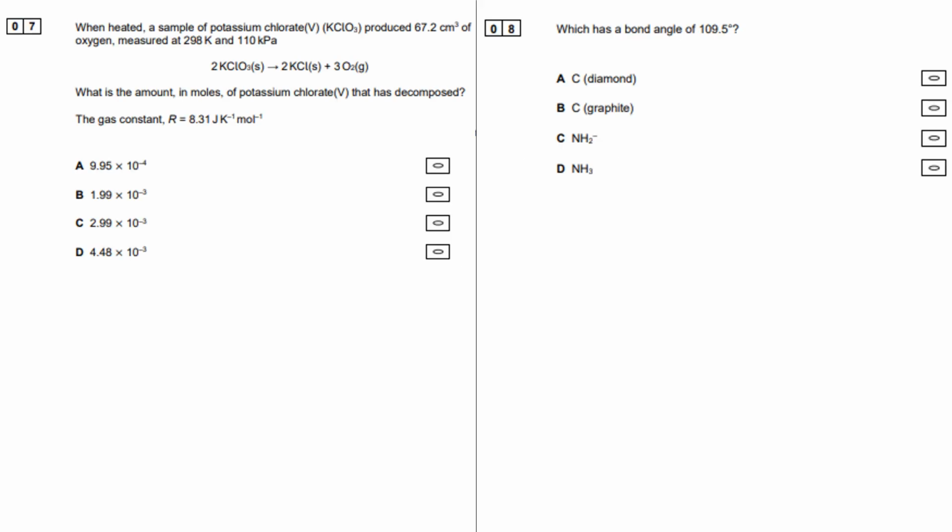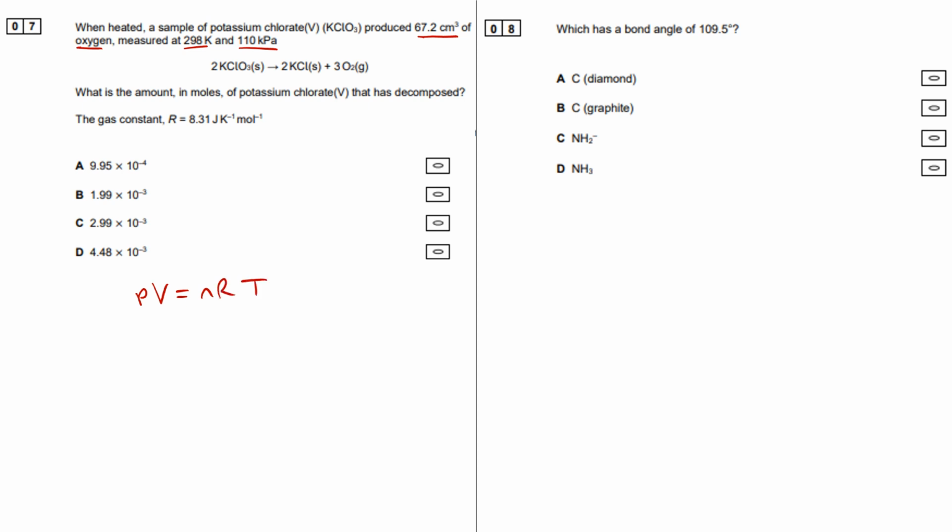So starting off with question number 7. When heated, a sample of potassium chlorate, KClO3, produced 67.2 centimeters cubed of oxygen, and it tells you the temperature and the pressure. What's the amount in moles of potassium chlorate that has decomposed? So starting off then, we're told the volume of oxygen, we're told the temperature and the pressure. So in your mind you should be thinking this is going to be the ideal gas equation, PV = nRT.